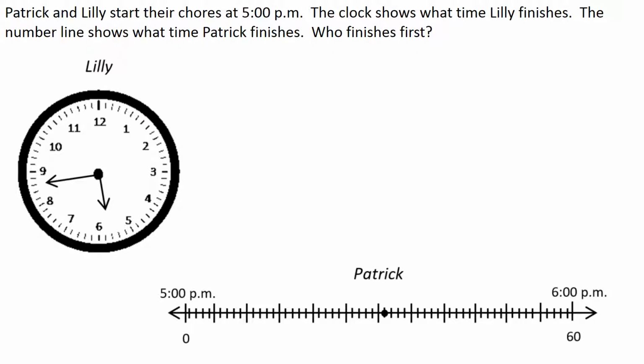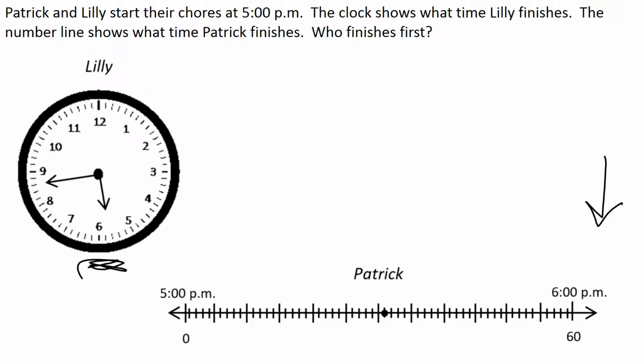All right, it says Patrick and Lily start their chores at 5 o'clock. The clock shows what time Lily finishes. The number line shows what time Patrick finishes. Who finishes first? Explain how you know.